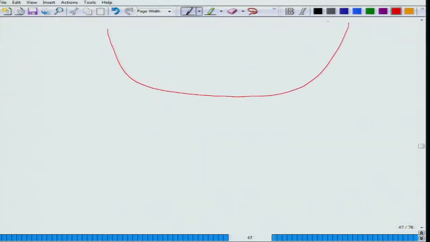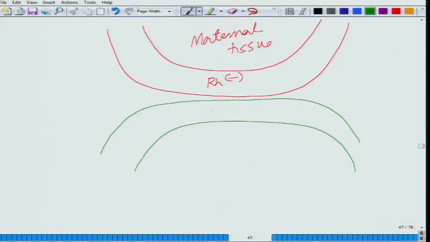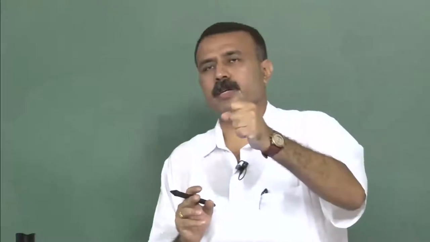Here in the mother's womb, the baby is growing, and the mother is Rh negative. So, this is maternal tissue. And now let me draw the fetal tissue, which I will put in green just for your understanding. Imagine the fetus is Rh positive, it has a positive Rh factor, and here we are in the fetal tissue, and this woman is going through her first pregnancy. This is not a second pregnancy, this is her first pregnancy.